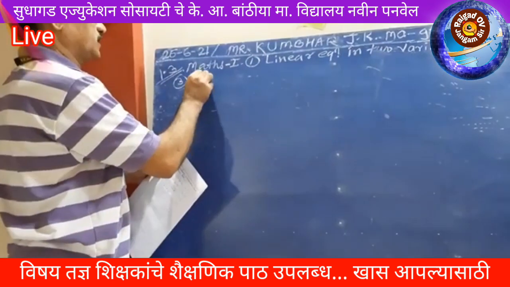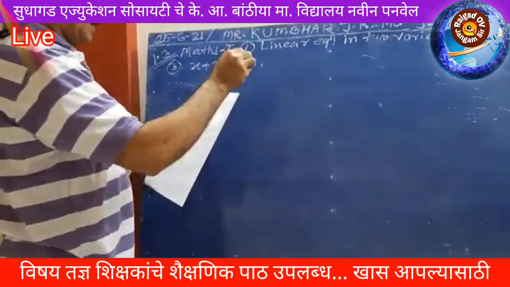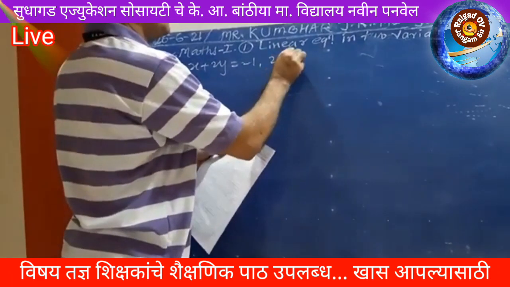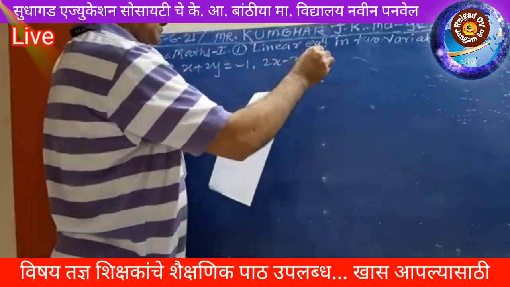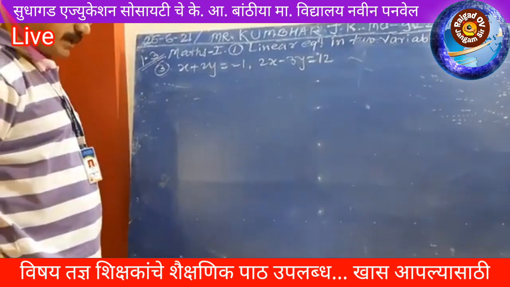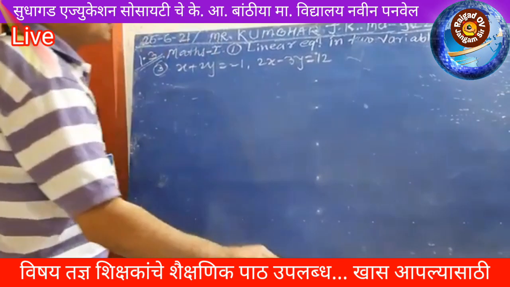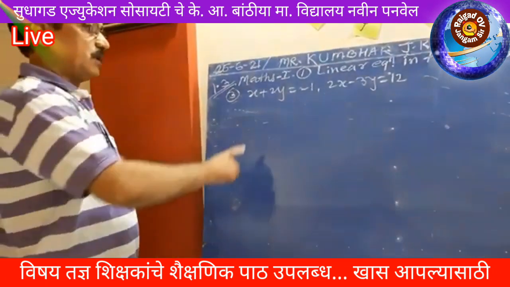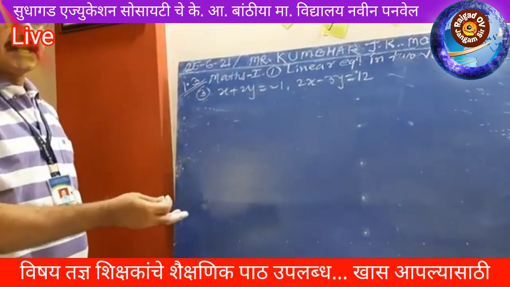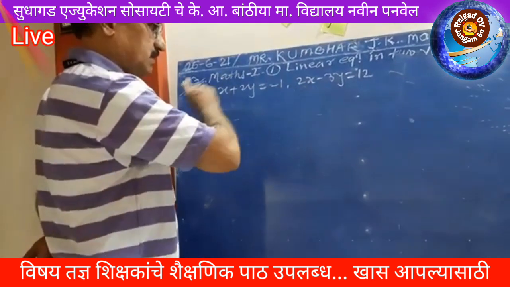x plus 2y is equal to minus 1 and 2x minus 3y is equal to 12. Which is our first step? First observe whether the given equations are in standard form or not. If these are not in standard form, first convert them to standard form. Here these two equations are in standard form.